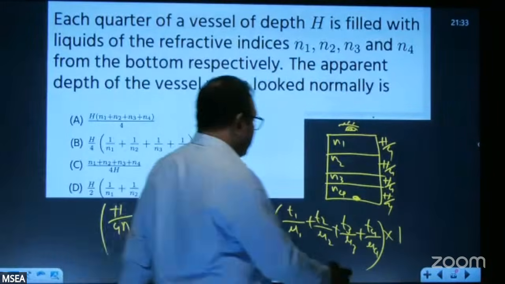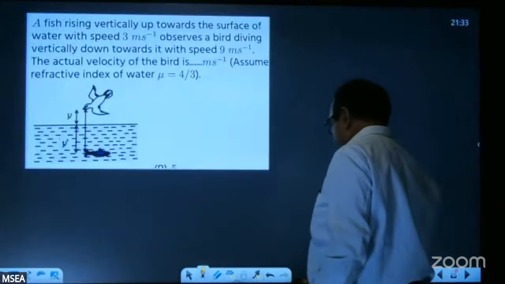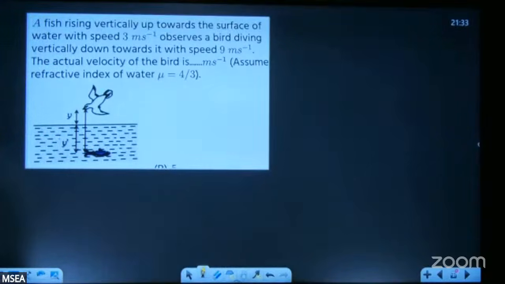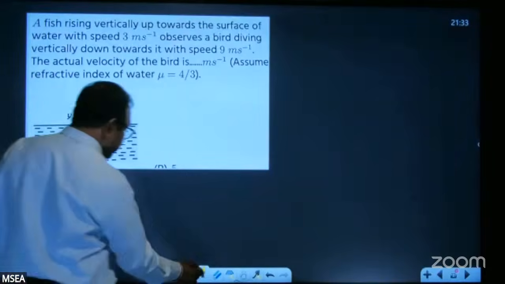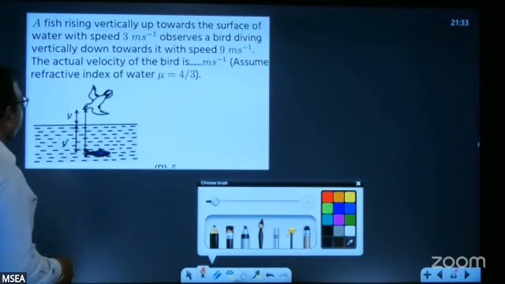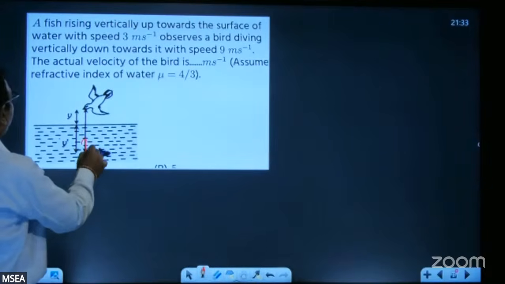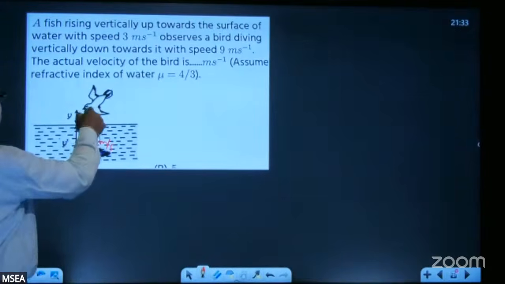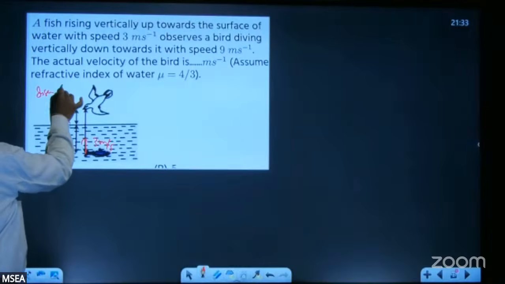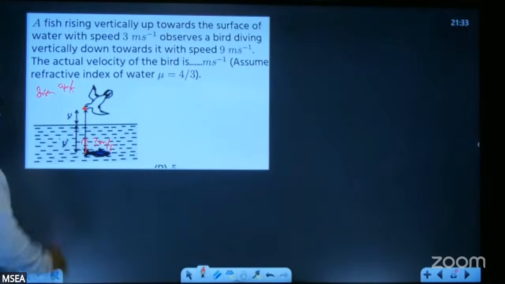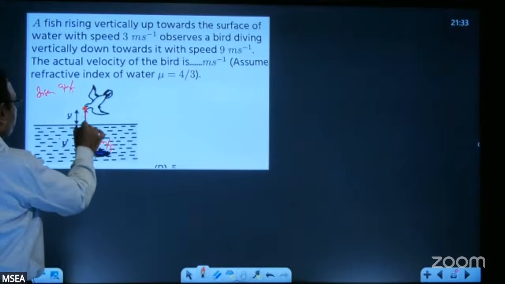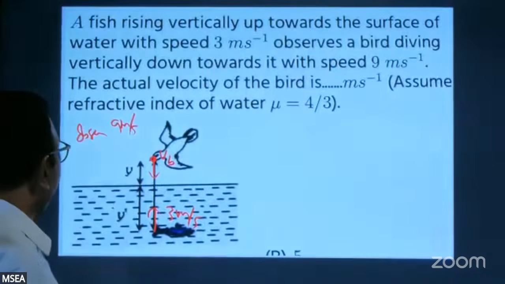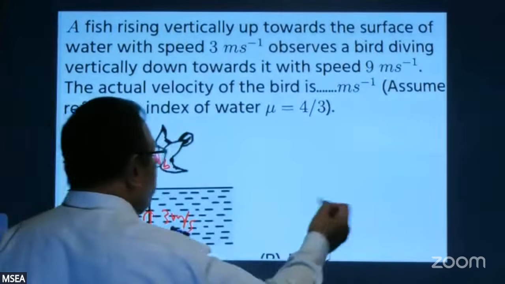Next, another similar question. A fish rising vertically up towards the surface of water with a speed of 3 meters per second observes a bird diving vertically down with an observed velocity of 9 meters per second. But this is not the actual velocity of the bird. The actual velocity of the bird we don't know, that is VB, but it appears as 9.